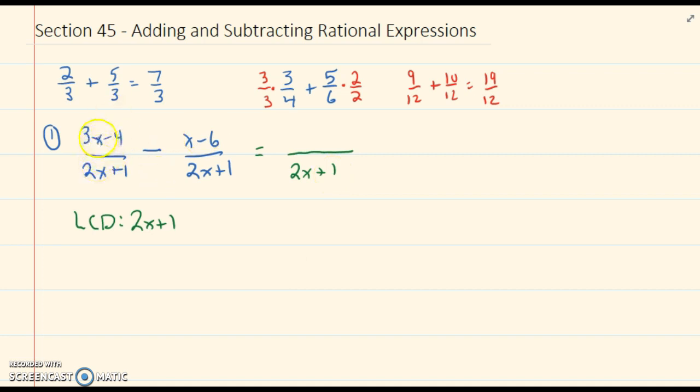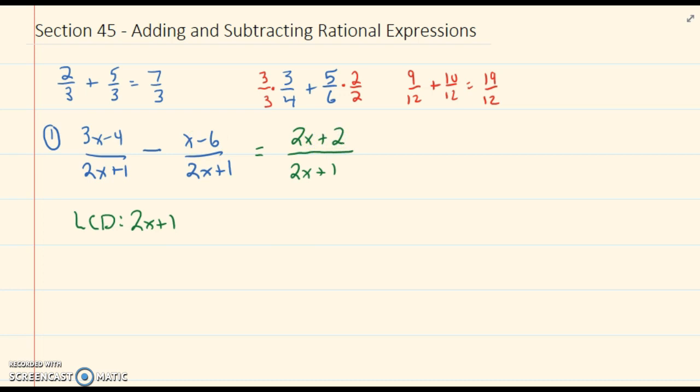And I'm looking for like terms. So I've got 3x minus x, which would give me 2x. And I have -4 minus -6. So that means -4 plus 6, which would give me 2. And so I've put my numerators together.